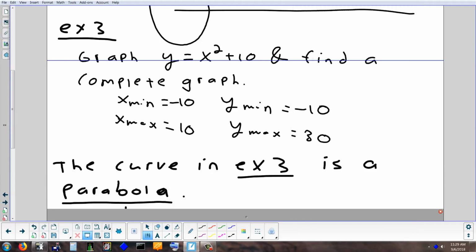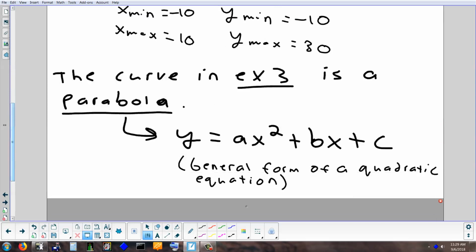So that's an example of a parabola. The general form of a parabola looks like this. Ours wasn't that complicated. In our problem, a was 1, so we had 1x squared. B was 0. There's an x squared, but there was no x. And C was 10. As you change A, B, and C, you change the characteristics of the parabola. You can stretch it out, you can compress it, you could even flip it so the parabola goes the other way.